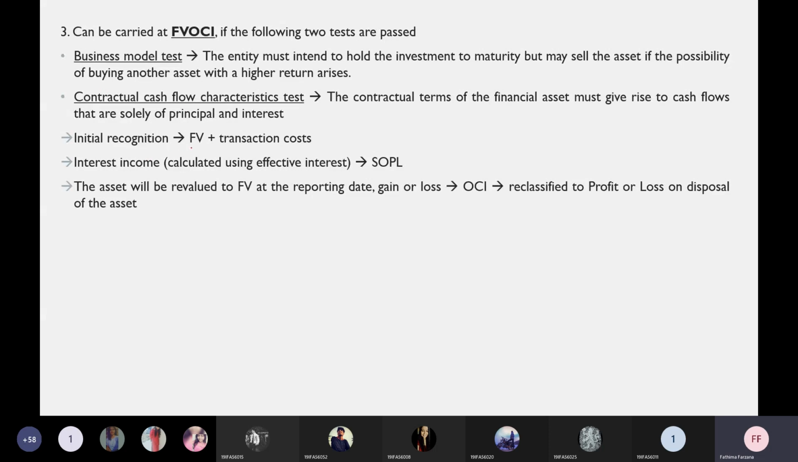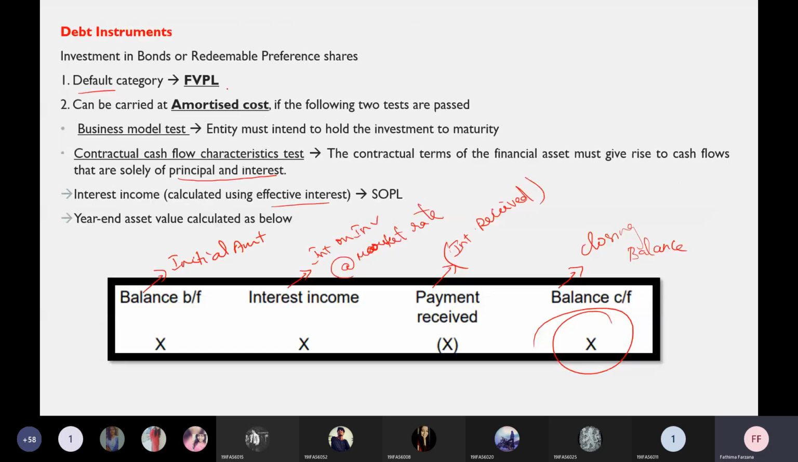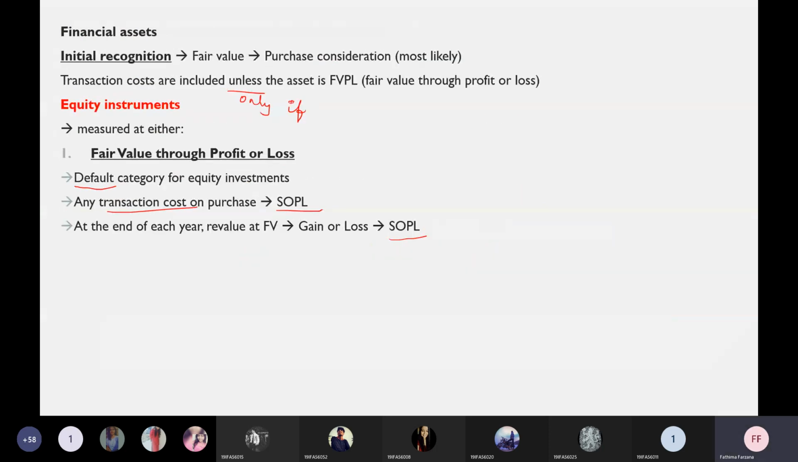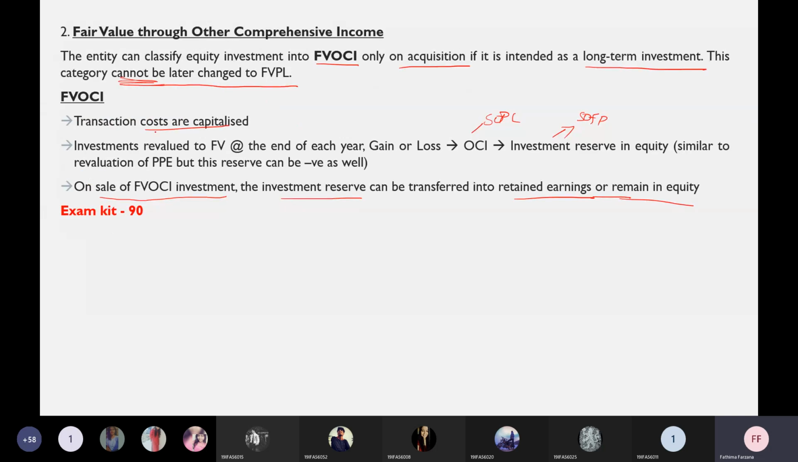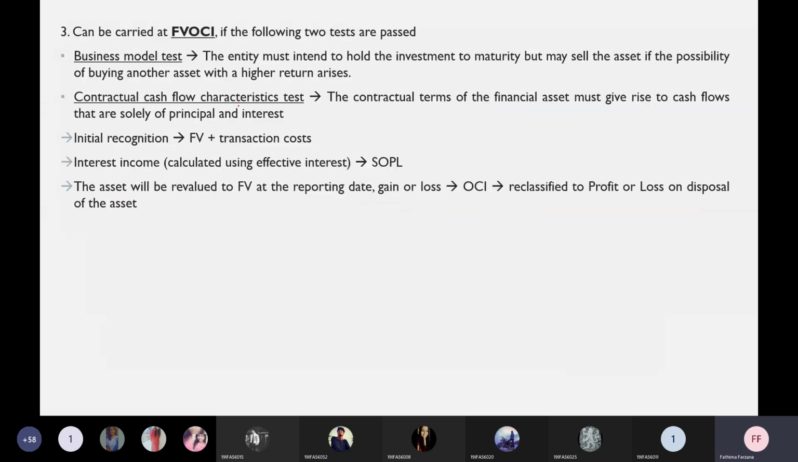And initial recognition will be at fair value plus transaction cost, because just now we saw in FVOCI, transaction cost will be capitalized. So same here, fair value plus transaction cost is your initial recognition. Any interest income we can show in SOPL, and the asset will be revalued to fair value at the reporting date. If there is any gain or loss, you show it in OCI, and you reclassify to profit or loss if you are selling the asset, same like the equity investment.